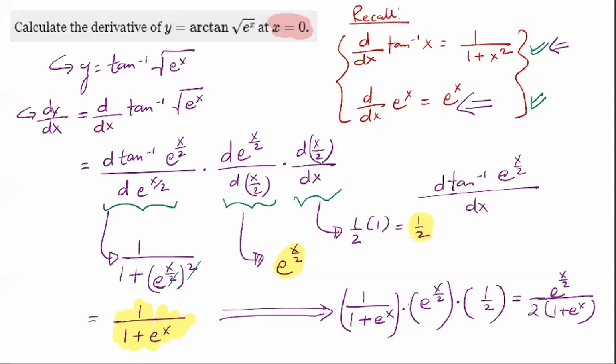So this is the answer for the derivative, but we're not done yet, right? We have one last thing to do. Given that x equals 0, what happens to the derivative? Well, this portion is e to the power 0, which is essentially 1, and this is 1, right? So that will be 1 over 2 times 1 plus 1, which is 1 over 4. So this is the final answer.